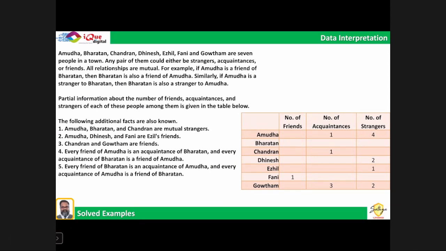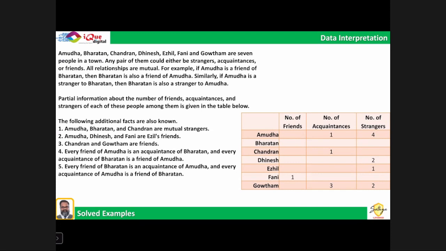So let's take a look at the second puzzle in the set, and it's a pretty interesting one. It says there were 7 people: Amuda, Bharadhan, Chandran, Dinesh, Eril, Fani, and Gautam. 7 people in a town. And looking at the names in the puzzle, because these are typical South Indian names, it also gives me a hint that the person setting the puzzle would have been from down south. Anyway, it says any pair of them could either be strangers, acquaintances, or friends, and all relationships are mutual.